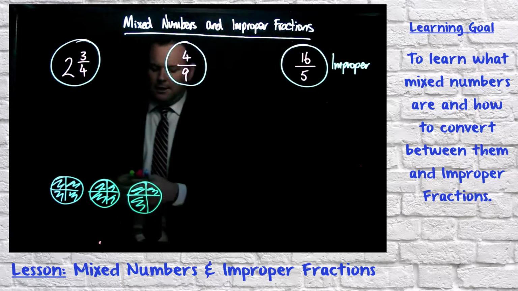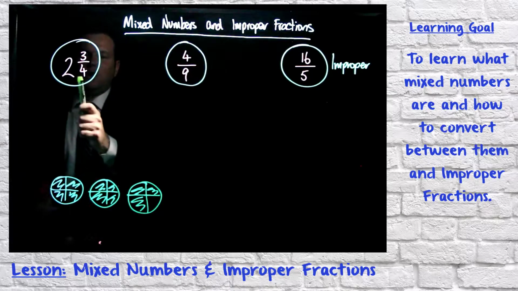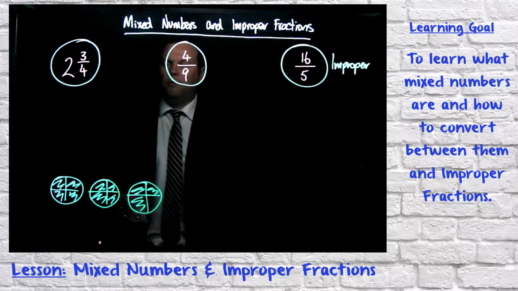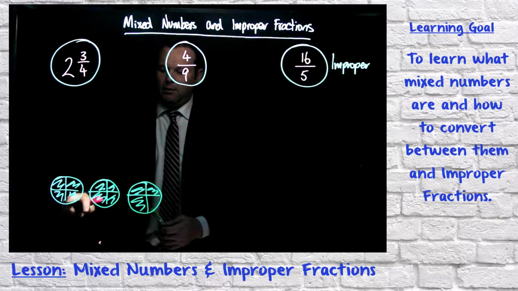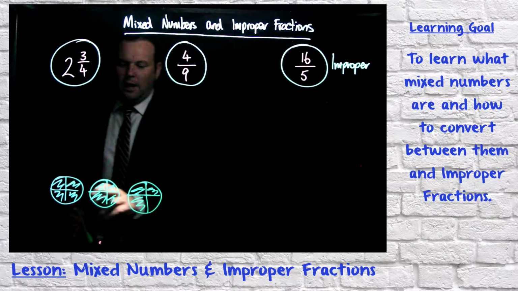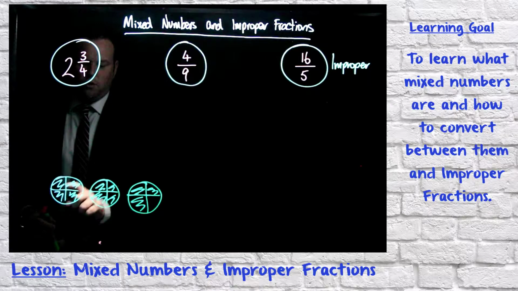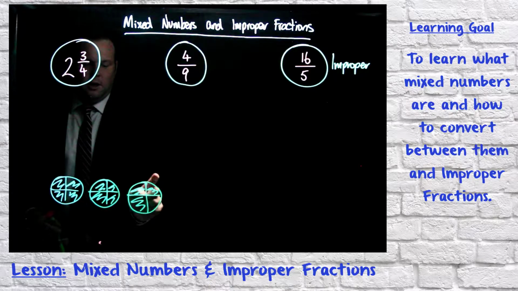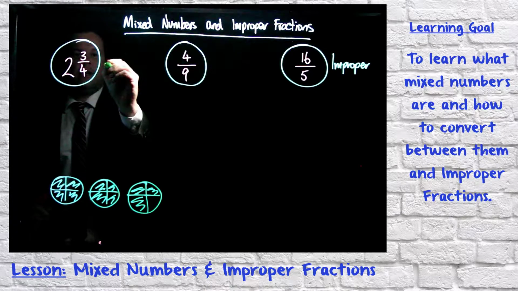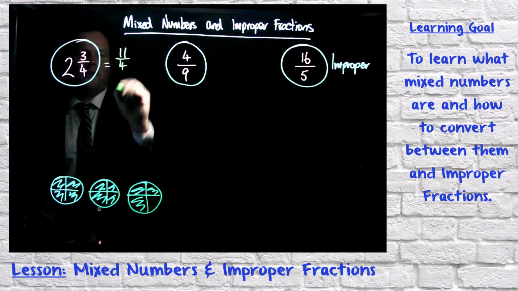So, firstly here, let's have a look. How do I turn this into an improper fraction? Well, if we have a look here, how many parts do I have? I've got 1, 2, 3, 4, 5, 6, 7, 8, 9, 10, 11 parts. So that means that my answer is going to be 11/4.